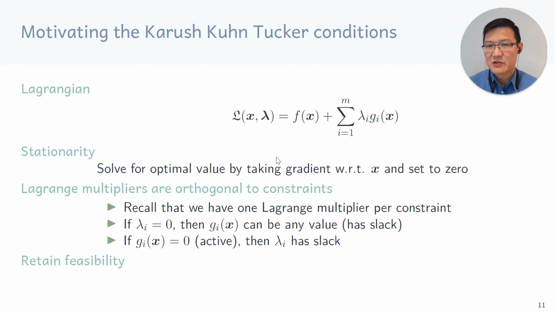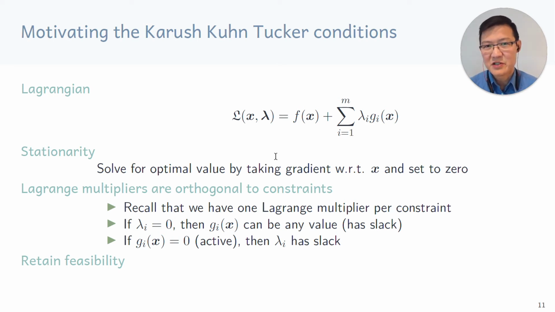So on to the Karush Kuhn Tucker conditions, which we mentioned earlier. Recall the Lagrangian, as written here, which is the objective function f plus lambda times the constraints. The Karush Kuhn Tucker conditions consist of 4 conditions, and before we present them, I'd like to motivate them here. The first condition is called stationarity, which is the standard condition that we solve for the minimum of the optimal value by taking the gradient of the Lagrangian with respect to lambda and setting it to 0. You get the stationarity condition.